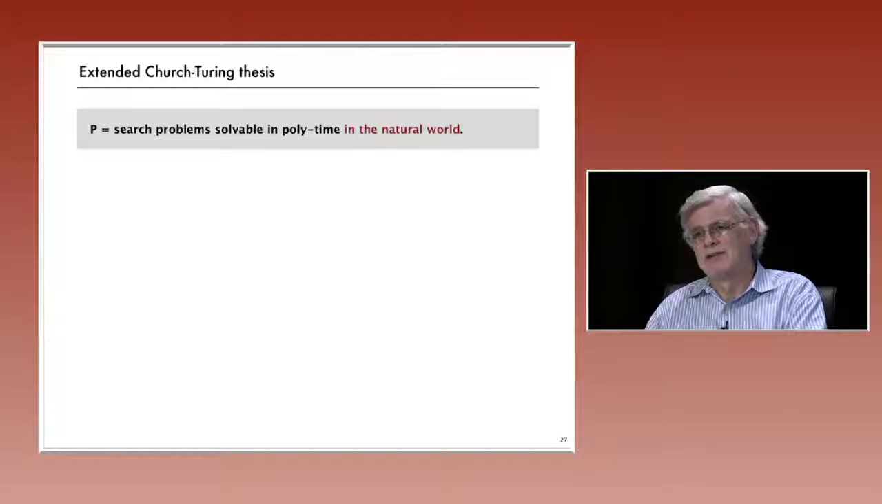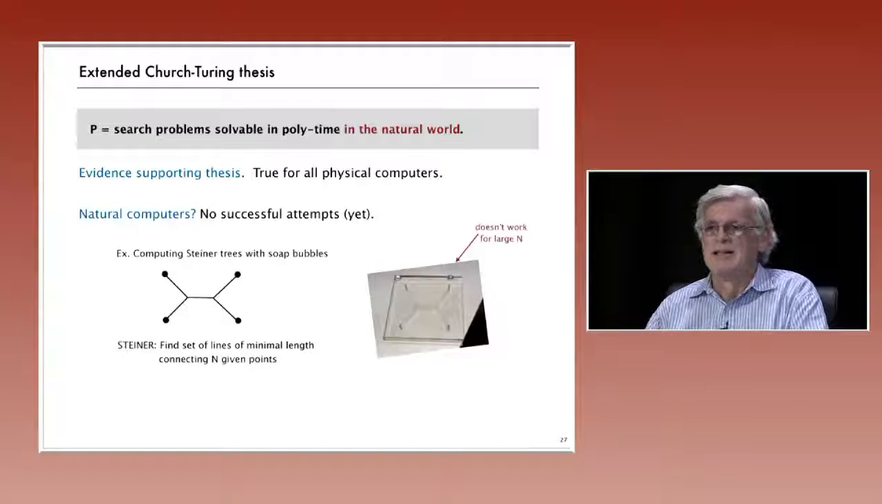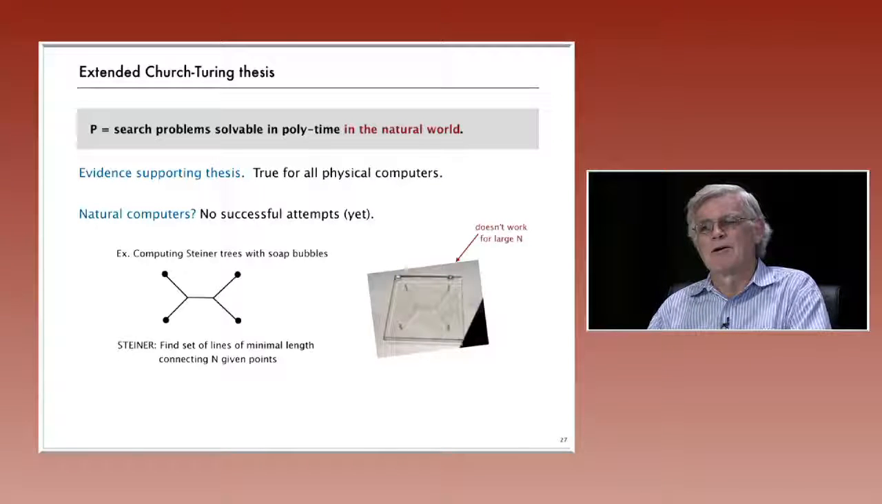So what we are led to immediately is what's called the extended Church-Turing thesis. That's the idea that P is the class of problems that we're ever going to be able to solve in the natural world. And again, the evidence supporting the thesis is that all the computers that we know about, we simulate them in polynomial time. People wondered, and have wondered and still wonder, is it possible that there are computers out there that work differently or more efficiently than the computers that we've built?